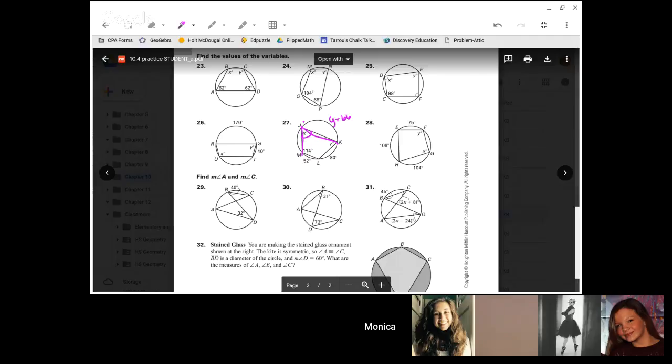So that's going to tell us, if we know the angle measure, then we would multiply by 2 to get the arc measure. So in this case, we know the arc measure, so we have to divide by 2 to get the angle measure. So if we know the arc is 132, then 132 divided by 2 gives us the angle measure. Make sense?